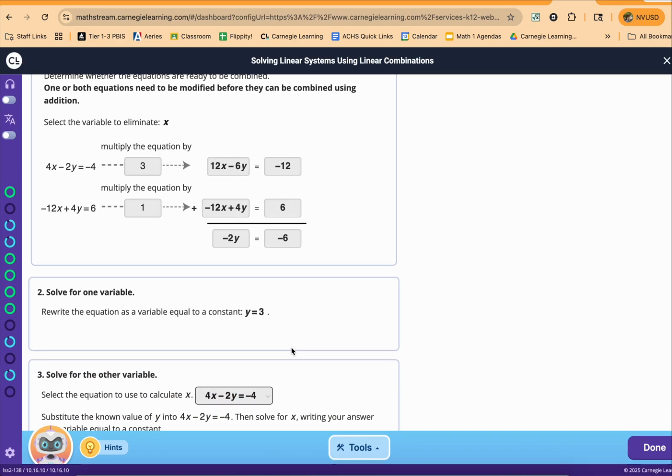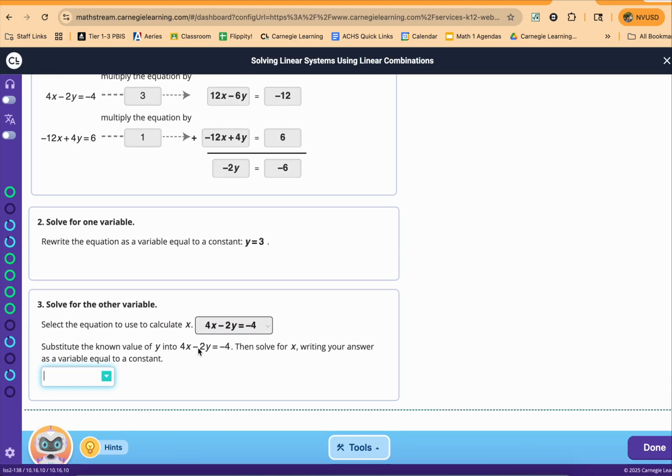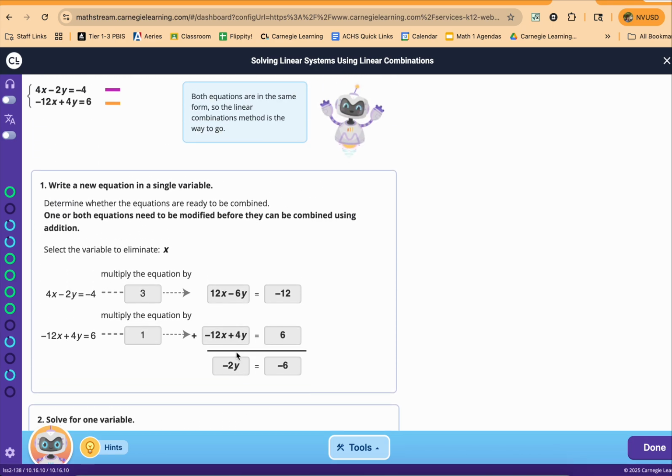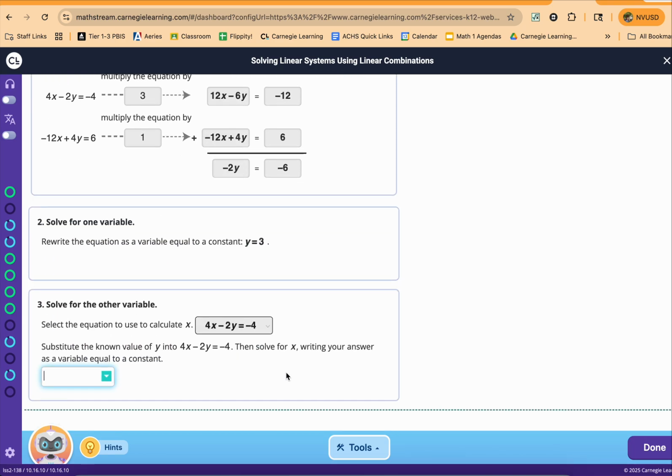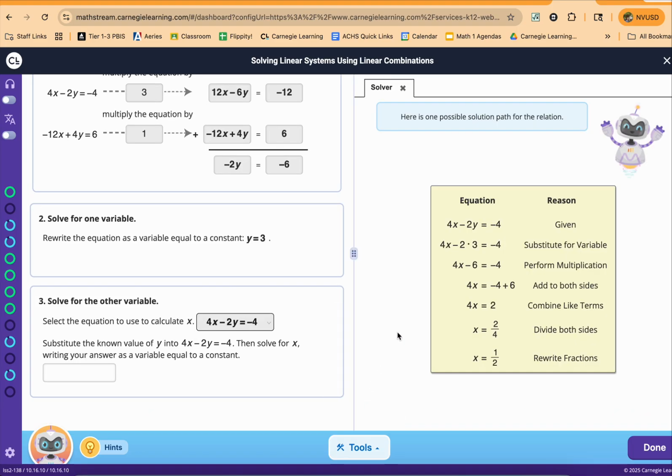You guys could grab a piece of paper. You would have to do it on paper. However, I think there's a way for you to hit tools and you click the solver and it'll literally do it for you. Look at this. It substituted the 3 in for you, substitute for variable, and then it does all of the stuff you would usually do on paper, but then it even reduces the fraction for you. So you don't even need to do any work if you don't want.